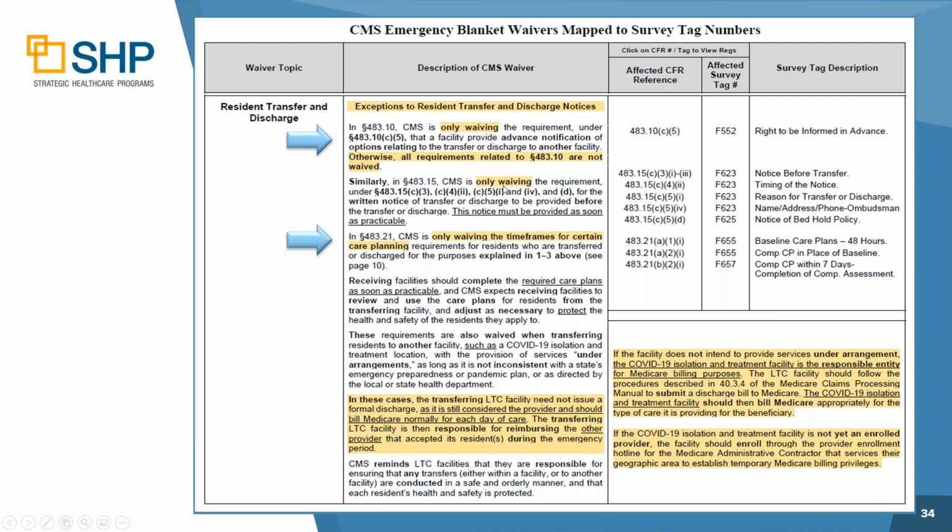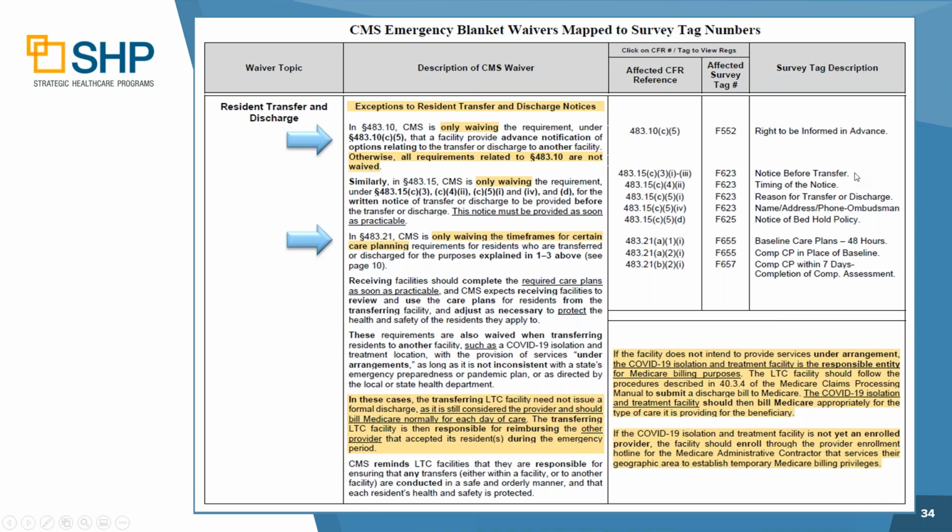Also, CMS is only waiving the requirements under 483.15(c)(3) and all of these numbers for the written notice of transfer or discharge to be provided before the transfer. This notice must be provided as soon as practical. So what are these tag numbers? Well, over here we've identified them. We're looking at tag 623, 625, and these, we'll look at those. But these are the numbers within these sections that are waived.